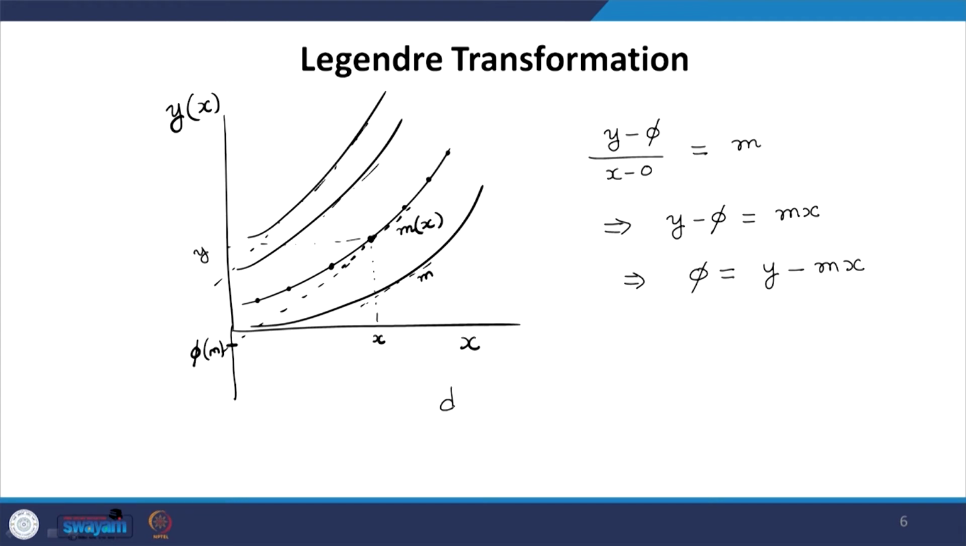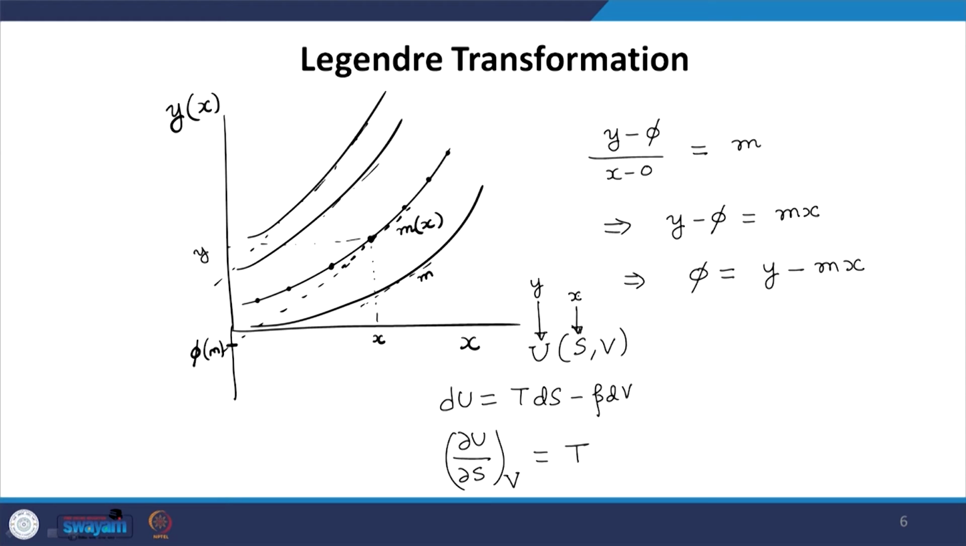So, let us apply it in the case that we just had. I knew that dU is TdS minus PdV, and we had dou u by dou s at constant volume is equal to T, and u is a function of s and v. So, let us say for example, I call this u as the function y that we have, and I call this s as the variable x that we have. Then for this choice of variables, this becomes my m, and therefore, I can find the corresponding phi as y minus mx, which is u minus T multiplied by s.